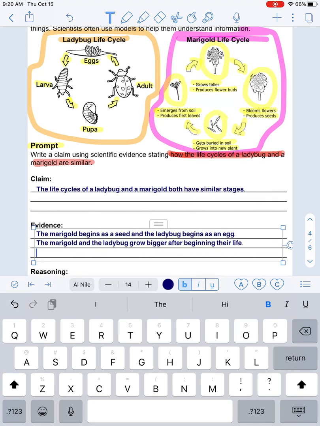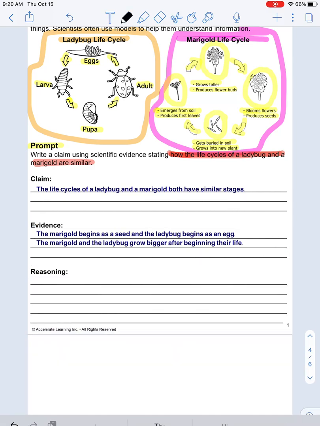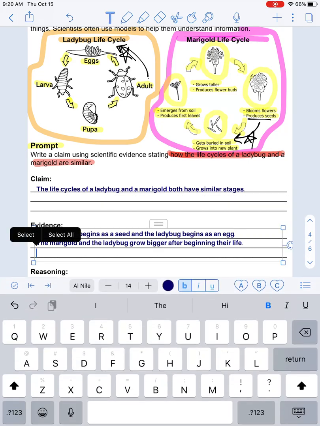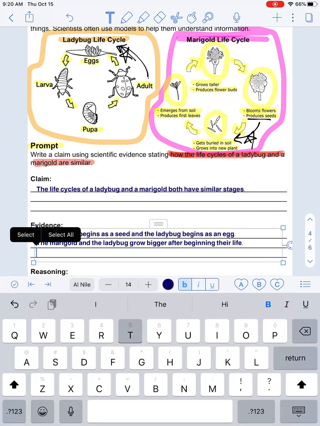Another piece of evidence from our models right above would be that they both have that stage where they're reproducing. That means that they're creating new life. In the ladybug, it would be here, right, where the adult lays more eggs. In our marigold, it would be here where it says produces seeds, and then those seeds are dispersed, right, starting that life cycle again.